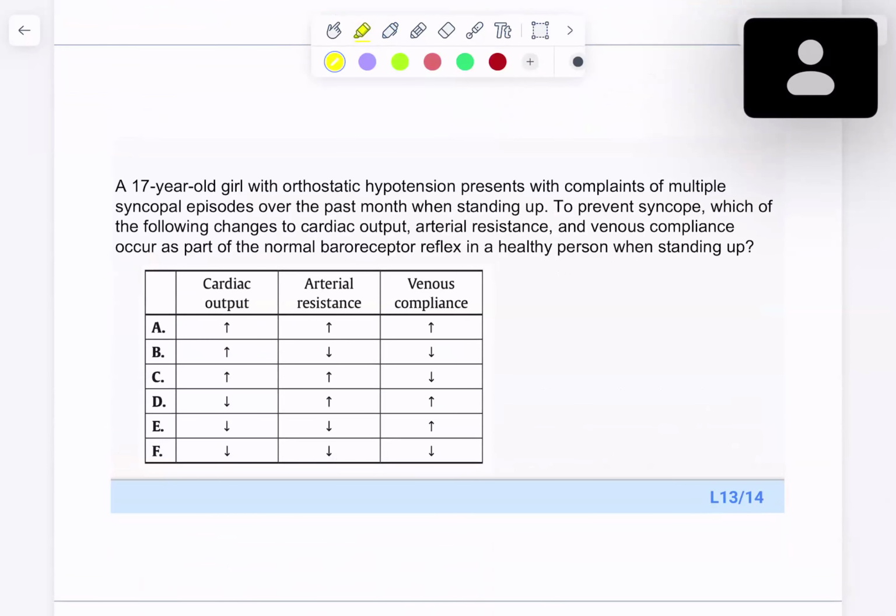The next question says that you have a 17-year-old girl with orthostatic hypotension, presenting with complaints of multiple syncopal episodes over the past month when standing up. So she has orthostatic hypotension. To prevent syncope, which of the following changes to cardiac output, arterial resistance, and venous compliance occur as part of the normal baroreceptor reflex in a healthy person when standing up? So what are the changes that should occur in order for her not to have orthostatic hypotension?